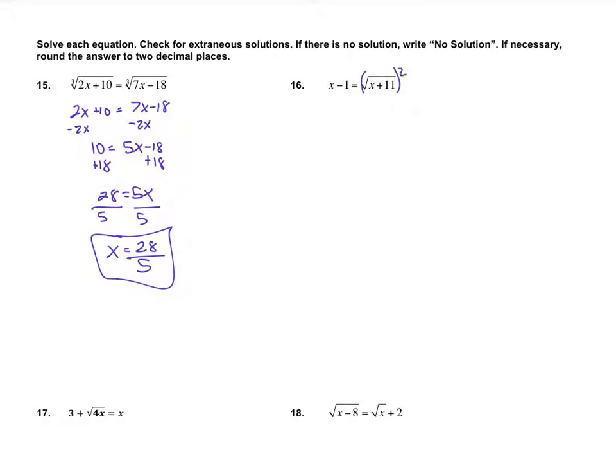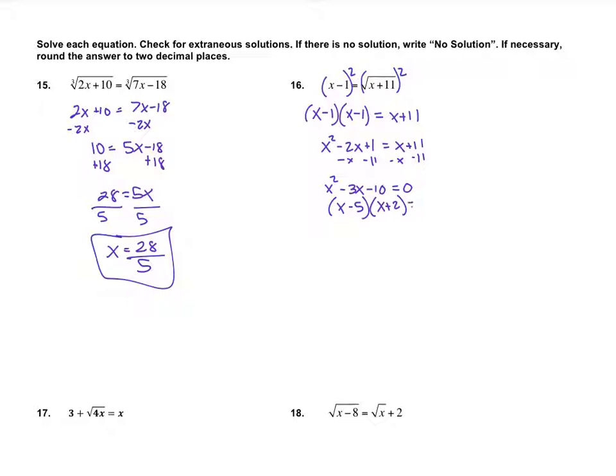For number 16, we want to get rid of the radical, so we're going to square both sides. That gives us x minus 1 times x minus 1 equals x plus 11. That cancels out the radical. Foil this, we get x squared minus 2x plus 1 equals x plus 11. Subtract x, subtract 11. X squared minus 3x minus 10 equals 0. We're going to factor and solve, so x minus 5, x plus 2, x equals 5 and negative 2.